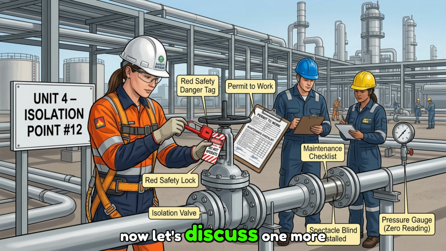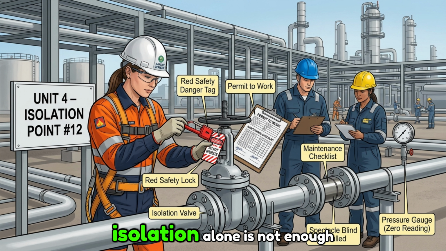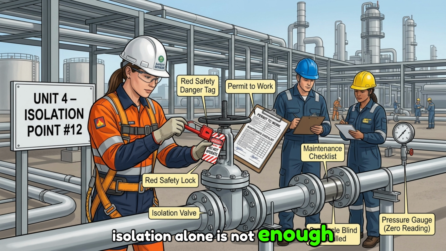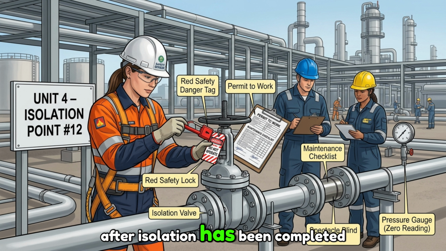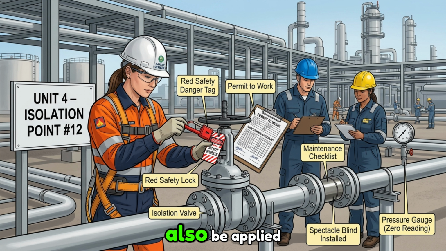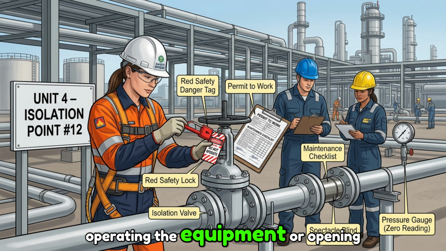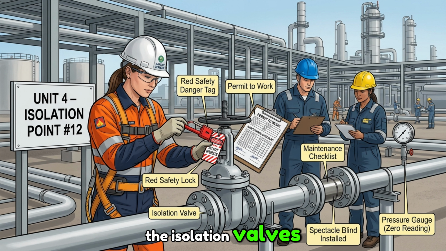Now, let's discuss one more important point. Isolation alone is not enough. After isolation has been completed, lockout tagout, or LOTO, must also be applied. The purpose of LOTO is to prevent anyone from accidentally operating the equipment or opening the isolation valves while maintenance work is in progress. After LOTO is applied, the isolation must be verified.